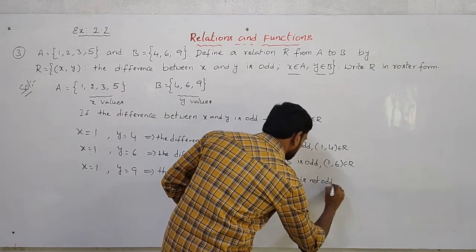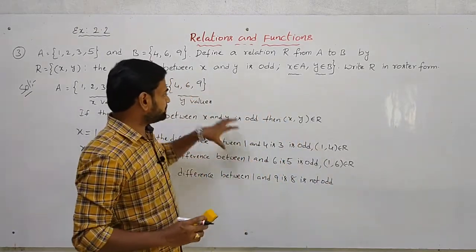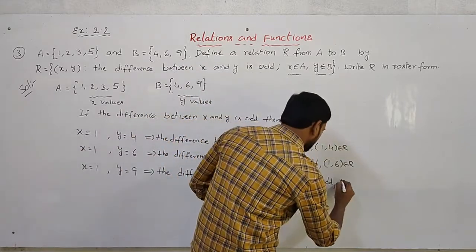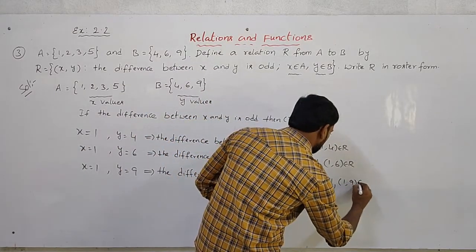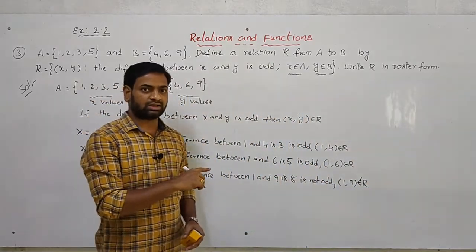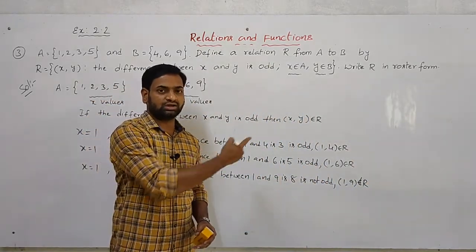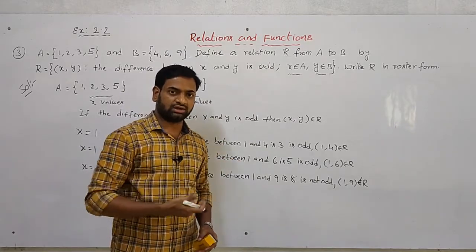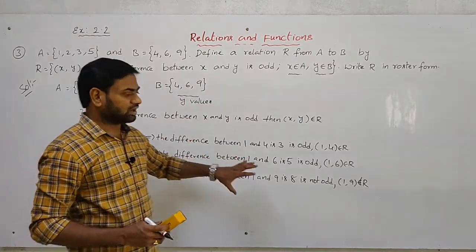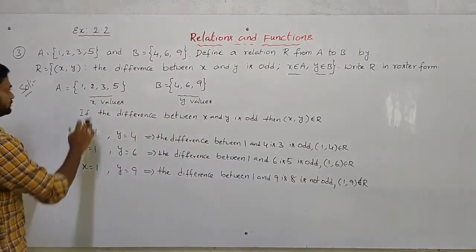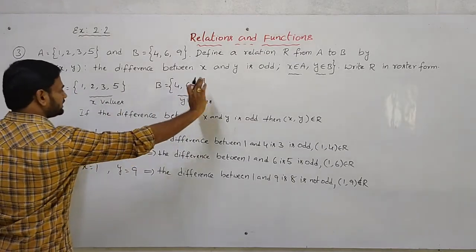Not odd. So what is our condition? It should be odd. But we got not odd. That's why (1, 9) does not belong to the relation. Only when the difference is an odd number does the ordered pair belong to the relation. When it is not odd, it does not belong to the relation. Next, with 1, the three elements are completed.